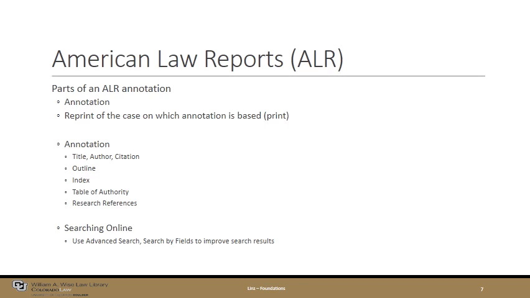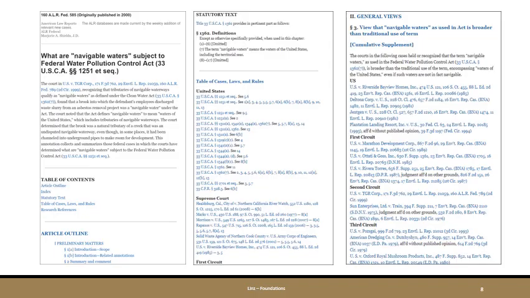So what are the parts of an ALR annotation? Well, if you look in a print volume, it would be the annotation and reprint of the case. The annotation itself is composed of a title, an author, and a citation, an outline of what they're covering, an index of what's within it, a table of authority to the primary authority, and then various research references. If you're searching online, you can use the advanced search and use field searching to improve the effectiveness of your search.